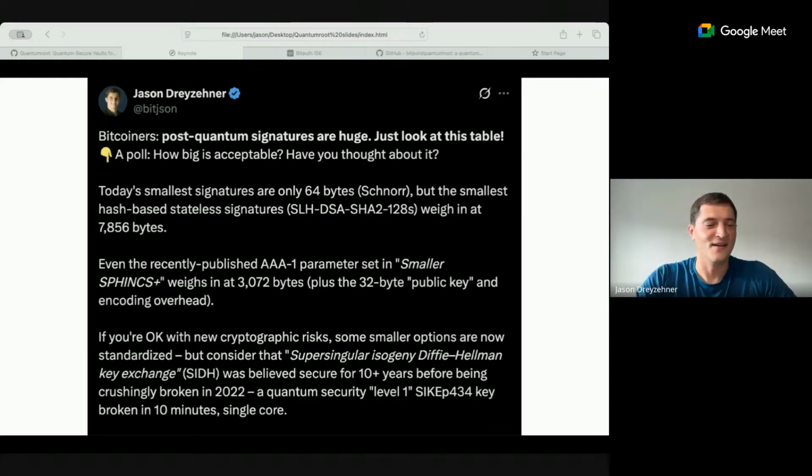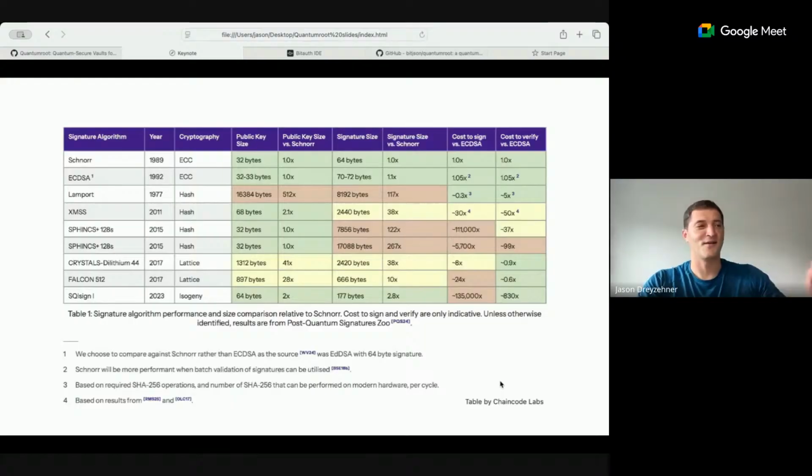So yes, here's a quick chart that was produced by Chainco Labs, a BTC company that has posted some stuff about this recently. Just to give you a sense of some of those signature sizes, you'll see that everything is in the thousands for the most part. The ones that are not in the thousands at the top there are based on elliptic curve cryptography, which is quantum vulnerable. So when you get to Lamport, you see that things get quite a bit larger.